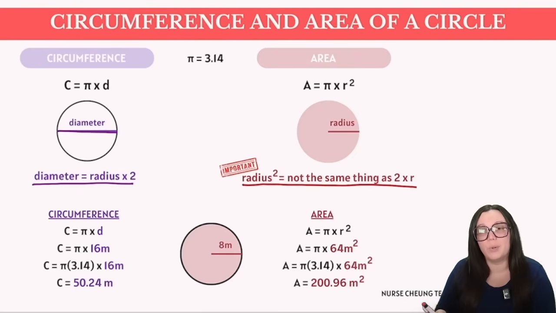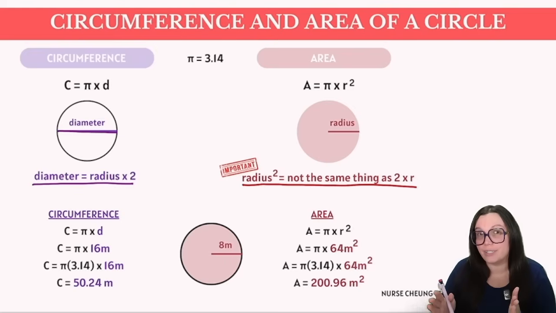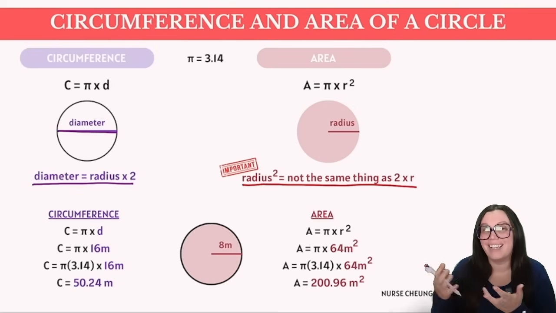And when we talk about squaring, it is not the same thing as 2 times r. When we square, we actually multiply the number by itself. So if our radius was 2, 2 times 2 is going to equal 4. If our radius was 5, 5 times 5 is going to equal 25. So that is the big key difference between diameter and radius when we're trying to figure out circumference and area.